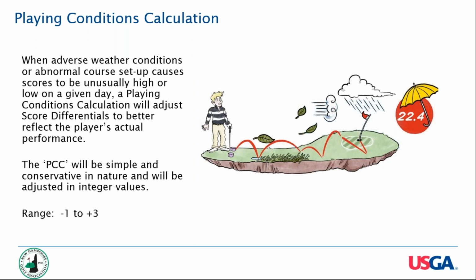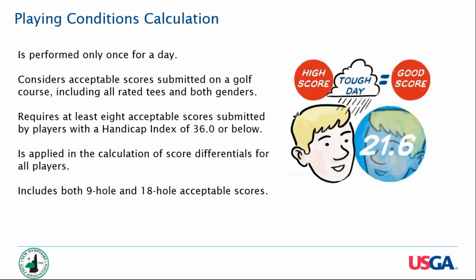Okay, I do want to note, this is an automatic calculation that's purely driven by data and those scores that are being posted. So this playing conditions calculation is nothing that any of you have to worry about. It's an automatic calculation. It is performed once a day. It considers acceptable scores submitted on a course, including all rated tees and both genders, and requires at least 8 acceptable scores submitted by players with a handicap index of 36 or below. So it needs at least 8 scores from players with 36 or below handicap. That's important to note here.